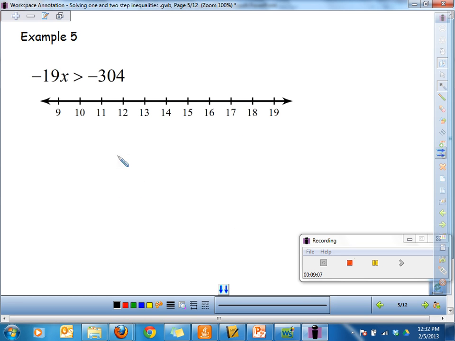Let's take this example. We have negative 19x is greater than negative 304. Now, there's a rule that we need to talk about at this point. And here is the rule.